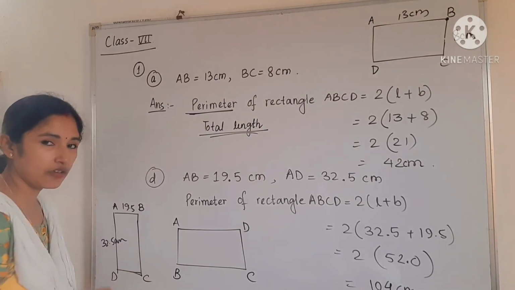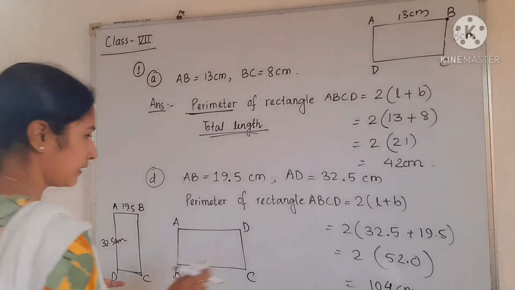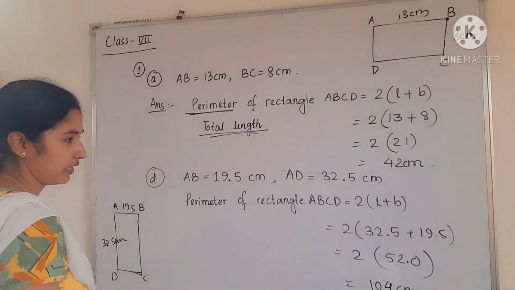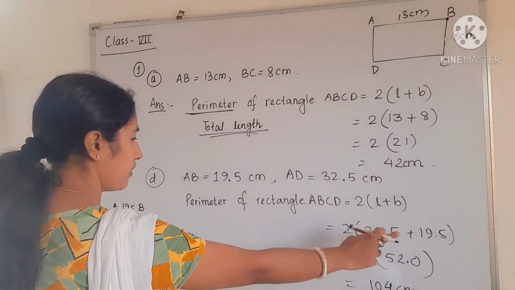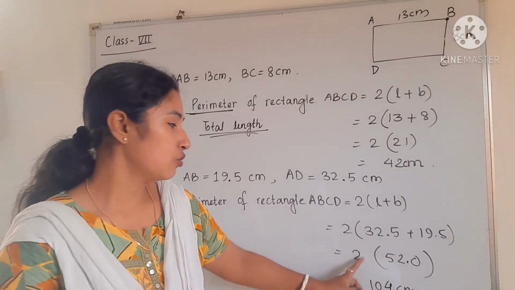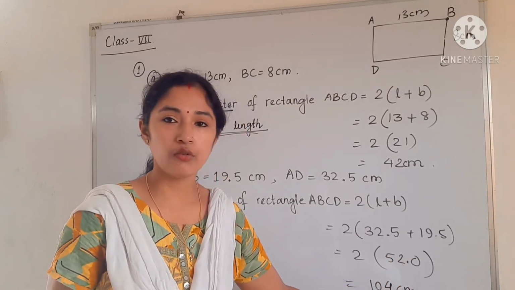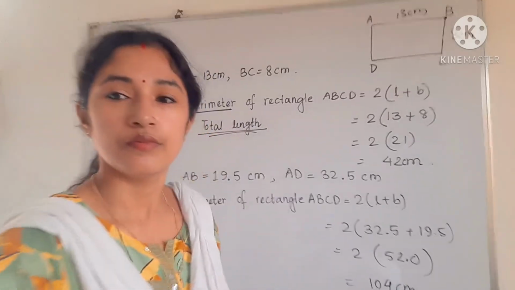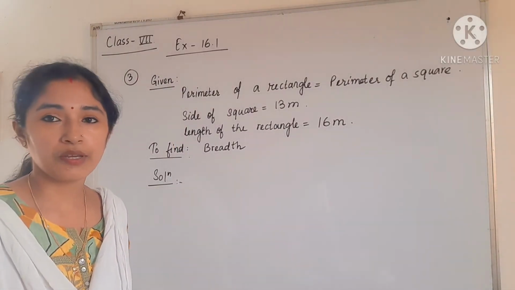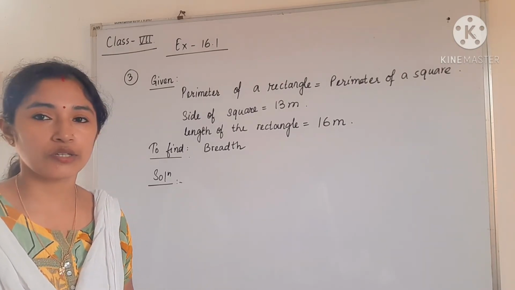So adjacent sides are given, so we can easily find the perimeter of the rectangle, okay, by applying the formula 2 into L plus B. So length is 32.5 and breadth is 19.5. So after adding, we can multiply 2 with the number inside the bracket. So by that way we are getting 104 centimeter. So students, you have to do question number 2. In that case, you have to find the perimeter of square. The length of the side are given. Okay, so try to do that part.